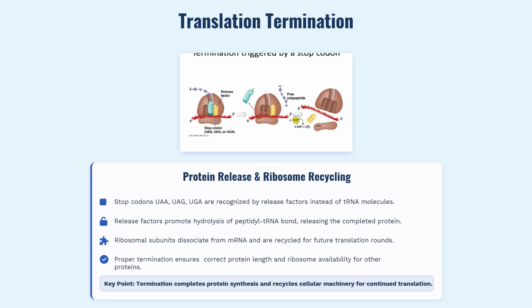mRNA. The process is assisted by additional factors that help recycle the ribosomal units for future rounds of translation. Proper termination is essential to ensure that proteins are released at the correct length and that ribosomes are available for synthesizing other proteins. Errors in termination can lead to read-through proteins or premature termination, both of which can be detrimental to cellular function.